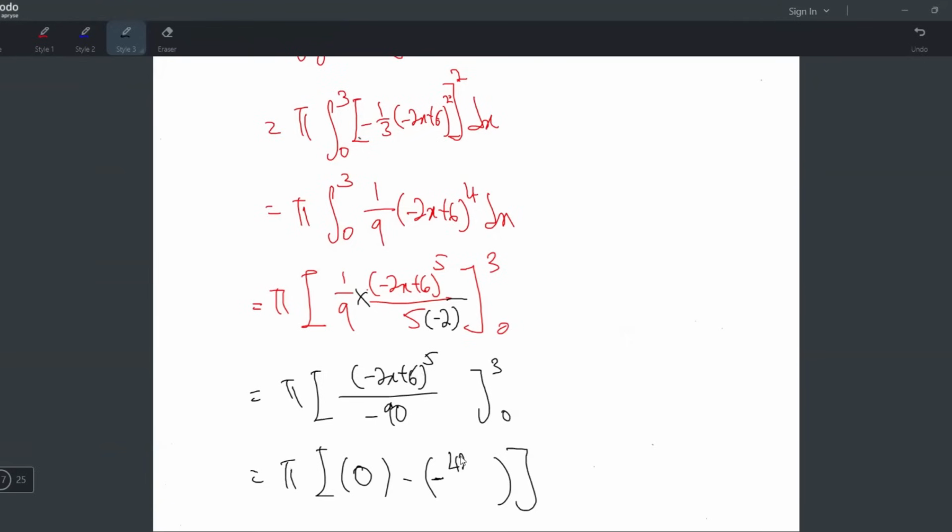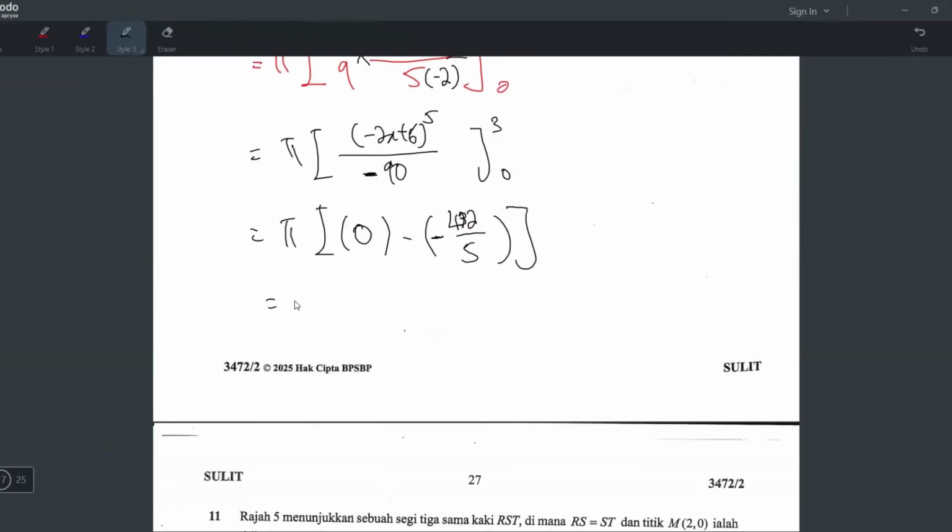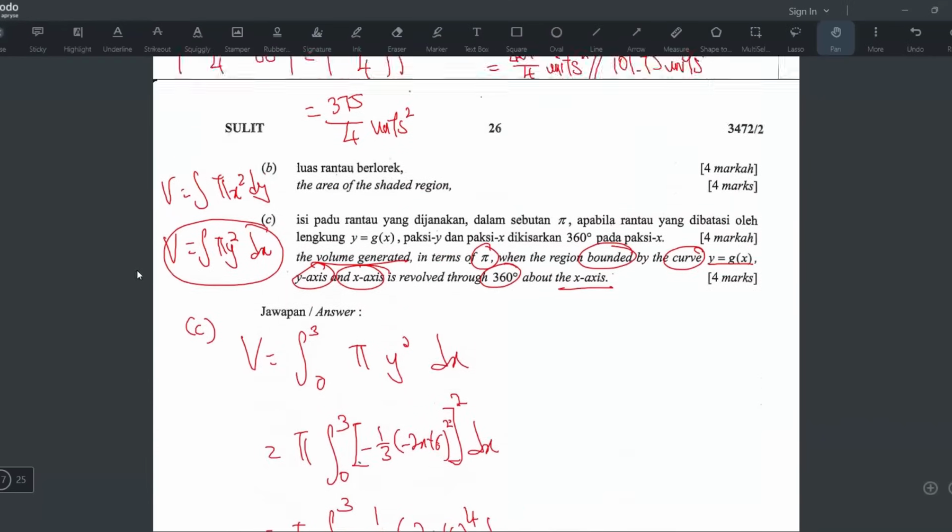42 over 5. And of course, you have a negative here because of this negative down here. Now it becomes 0 minus minus, so it becomes plus. So it becomes 0 plus 42 over 5. So 42 over 5 pi. Okay, done already. But this one is volume, so units cubed.